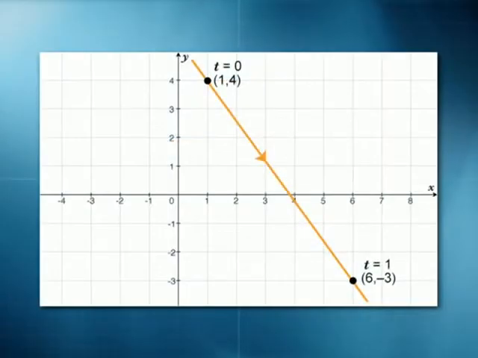Here's a picture of that situation. At time 0, we're at 1, 4, and at time 1, we're at 6, minus 3, and you see that as t varies, we go up and down this line. Now, you might say, well, why did we bother describing a line parametrically when we could do it with y equals mx plus b, the slope-intercept form? Well, here's one reason.